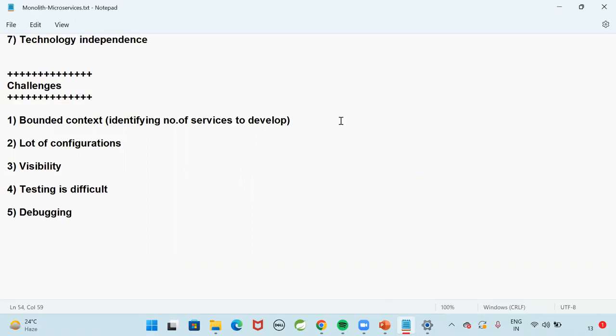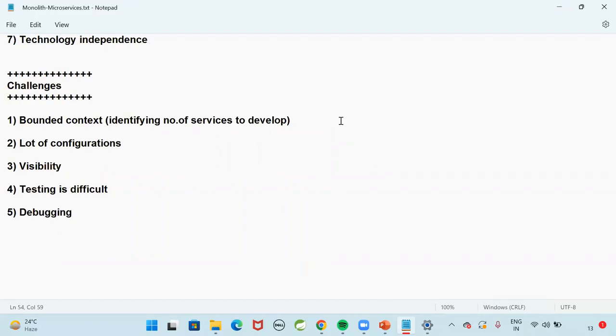And visibility. You may not get the chance to work with all the services in your project. Suppose your project is having 150 microservices. You may not get the chance to work with all the 150 services. In your tenure of 2 years in the project, you got the chance to work with only 50 microservices. Remaining 100 microservices, you did not get the chance. That is a visibility problem.